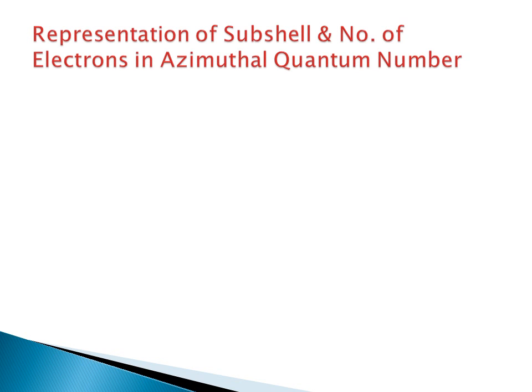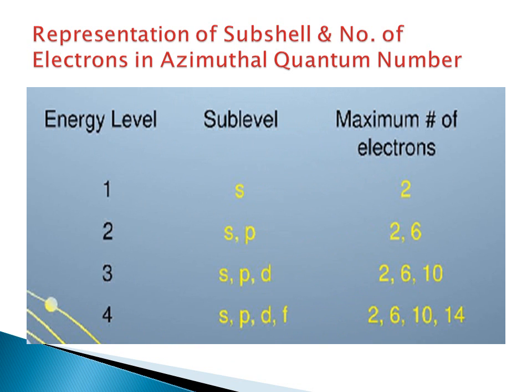Now, the representation of shell and number of electrons in azimuthal quantum number. See here, we have drawn a table according to energy level, subshell and maximum number of electrons. For the first subshell, which is called the s subshell, small s, how many electrons? According to the shell rule, 2n squared is equal to how many electrons? Already I have stated to you, that is equal to 2 electrons.